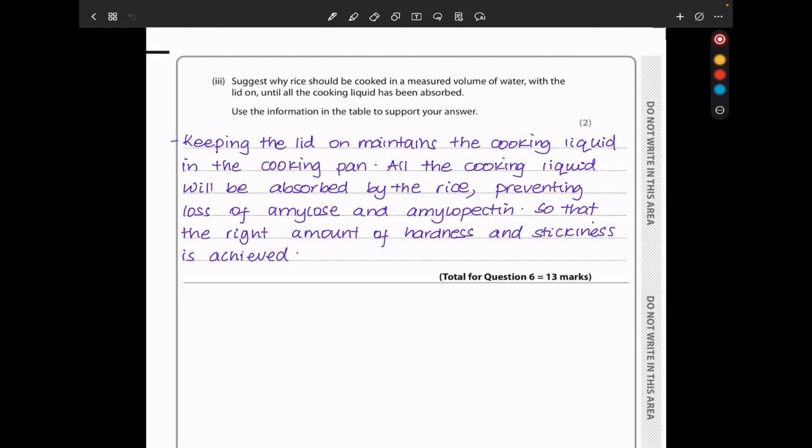And here they say, suggest why rice should be cooked in a measured volume of water with the lid on until all the cooking liquid has been absorbed. Use the information in the table to support your answer.